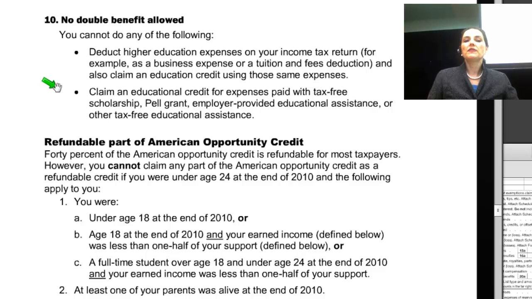So what this is saying is that if you use a student loan to pay for college expenses, it's okay to claim the credit because you have to pay back the student loan. But if your educational expenses were paid with a Pell Grant or a scholarship or through your employer, then those are expenses you are not responsible for repaying, and therefore you are not eligible to claim an education credit for expenses paid through those programs.